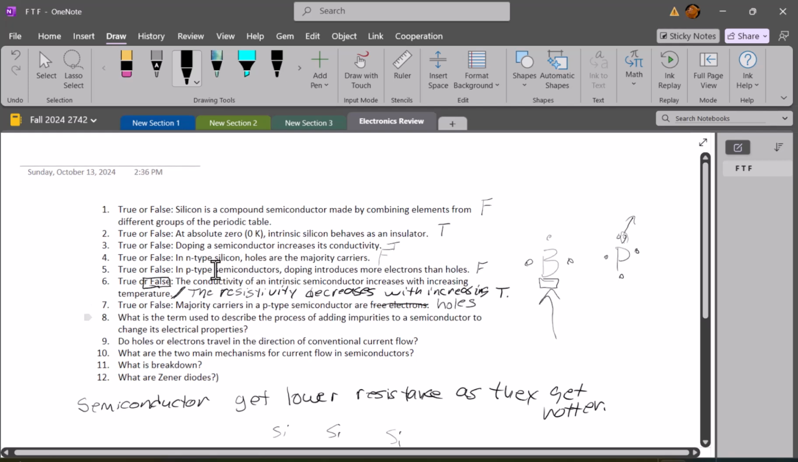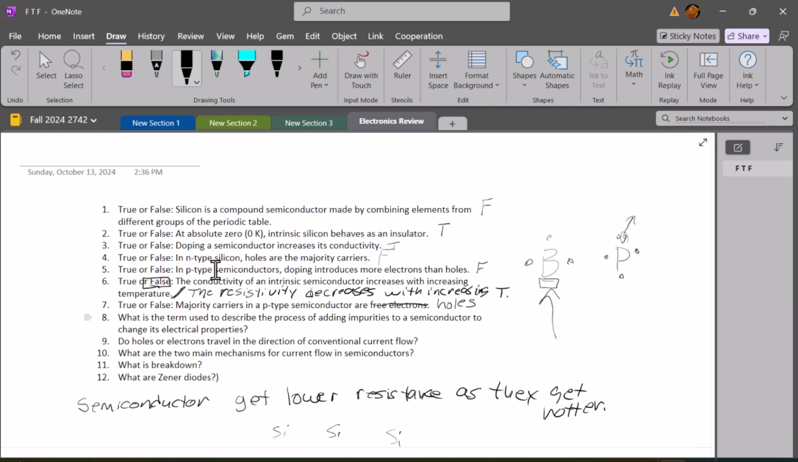Now, the next one you should know because I've been talking about it. What is the term used to describe the process of adding impurities to a semiconductor to change its electrical properties? Doping. That would be doping.